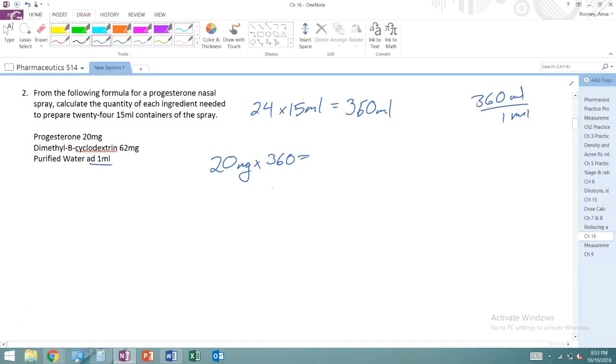So your ratio is 360%, or not 360%. Yeah, it's way more than that.